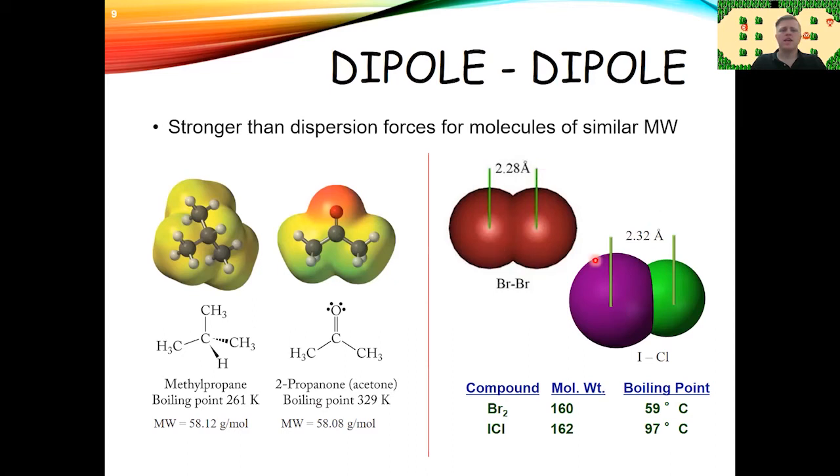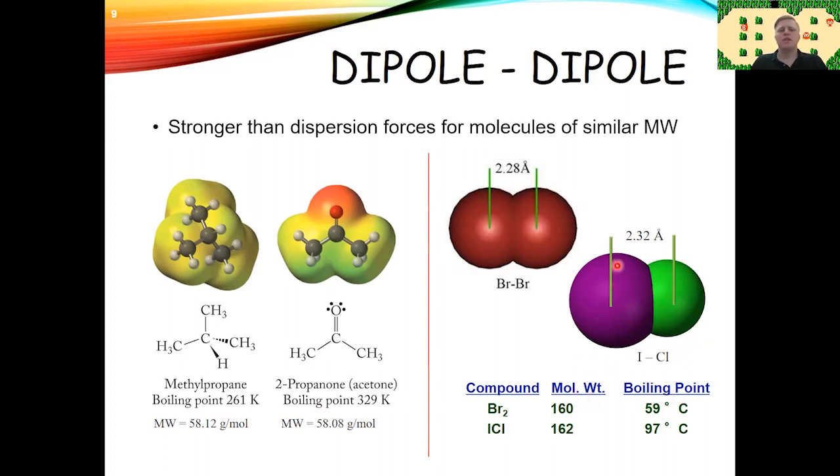We can see this in 2 other example molecules. Br2 would have 2 bromines, and this would be a non-polar bond. Br2 has a molecular weight of 160 grams per mole and a boiling point of 59 degrees Celsius.